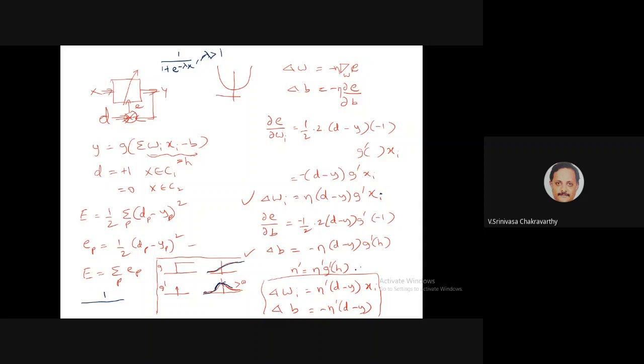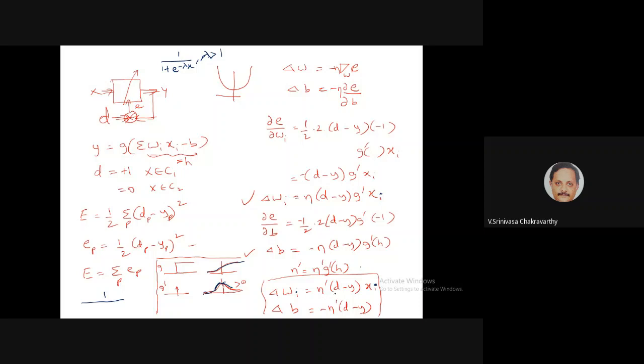Since g prime is always positive and eta is also a positive constant, we can absorb that into eta and define a new learning rate called eta prime. Then the learning equation simply becomes delta wi is equal to eta prime times (d minus y) times xi. Similarly, delta b is equal to minus eta prime times (d minus y). So I got rid of the g primes by these arguments, and I have a simplified set of learning equations. The only thing is that the step size eta is now variable.